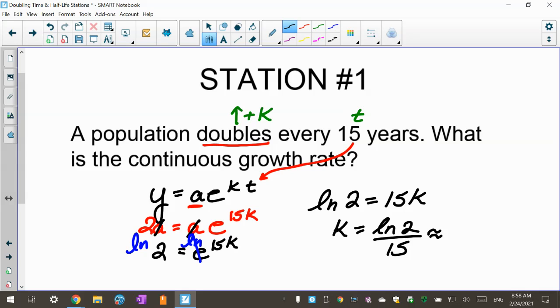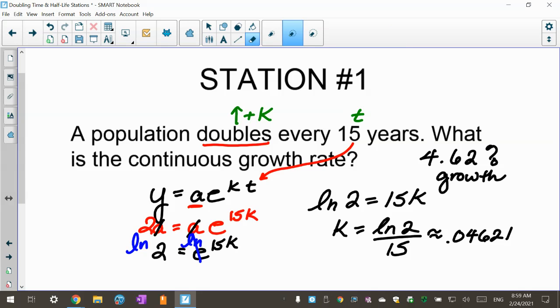And when I put this on my calculator, and at least go 4 decimal places, you can go more if you want, it's 0.04621. So if I move it 2 decimal places to the right, this is 4.62% growth, and it's continuous growth. It doubles every 15 years, so its growth is 4.62% per year, if you will. And that's how you would do that one. All right, so that's station 1.